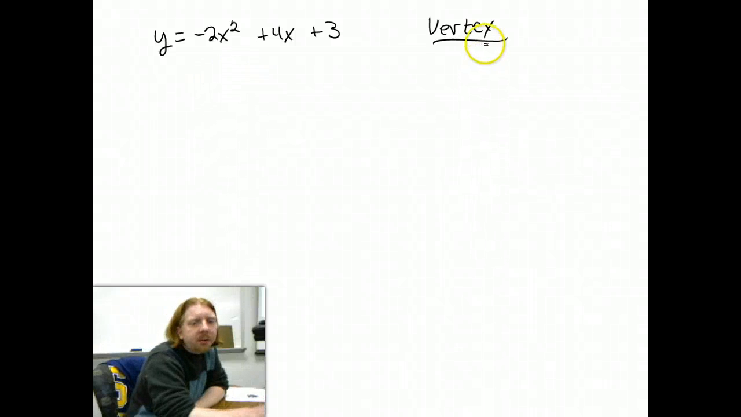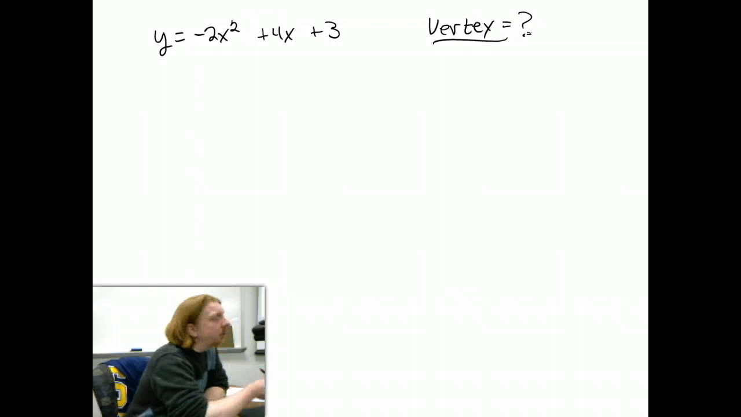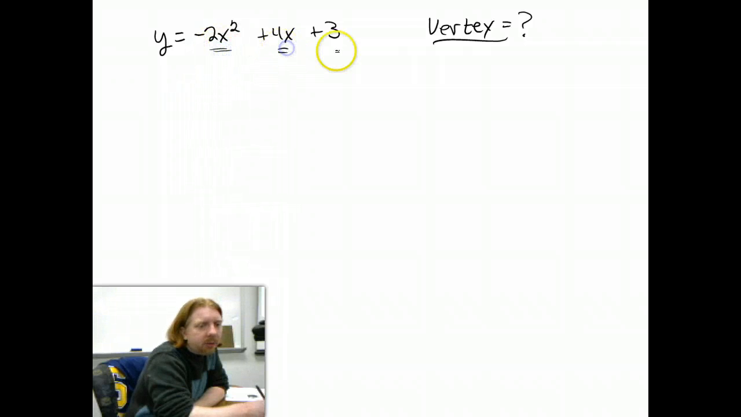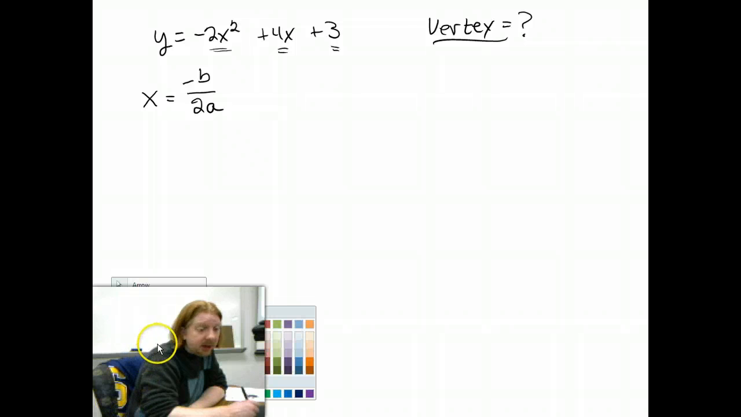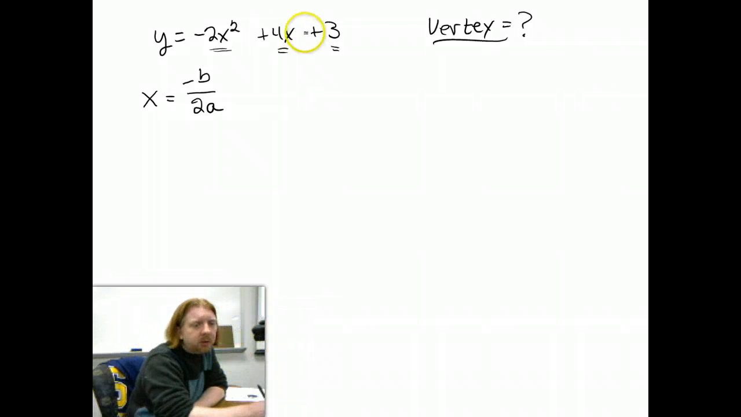All right, we want the vertex given that equation in standard form. Now remember rule zero, get everything in standard form, so that means I have to have the square term first, the non-square term, and the positive. What was the formula for the x of the vertex? Negative b over 2a. So the first thing I have to do is identify my a and my b. So let's see, a, b, and c.